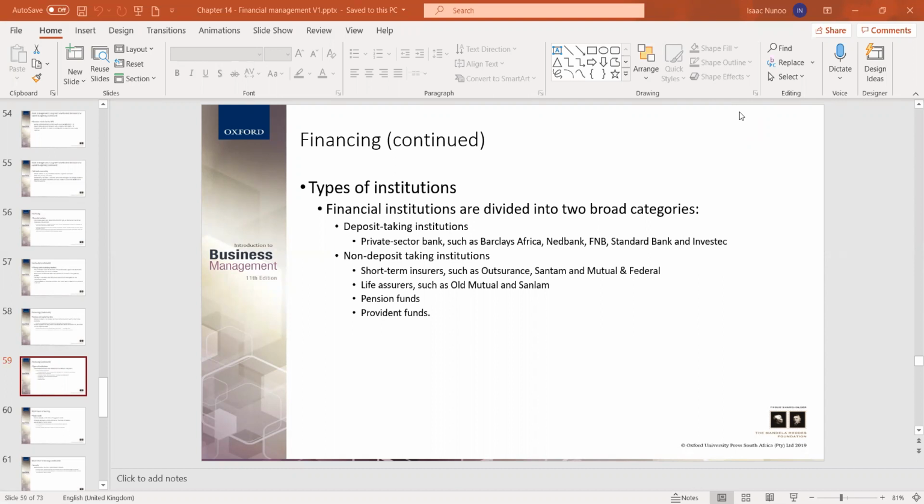There's insurance, short-term insurance, such as Outsurance, Santam, Mutual and Federal. We also have the life insurance, Old Mutual, and there's pension funds, provident funds. All these are the non-deposit-taking institutions. For them, they do not take the deposits of individuals to let money grow, but they rather undertake other forms of activities. And the deposits are basically the banking activity where you go to deposit money, and the banks try to give your money back to the people to create more money in the system.